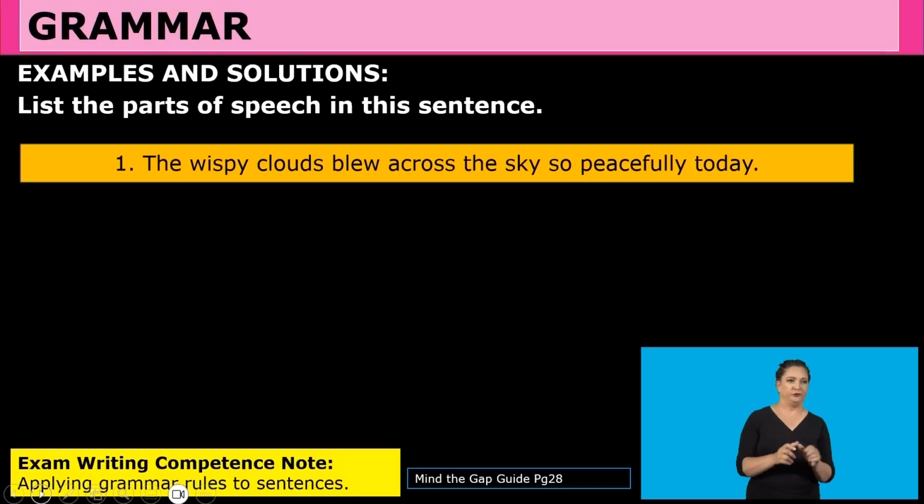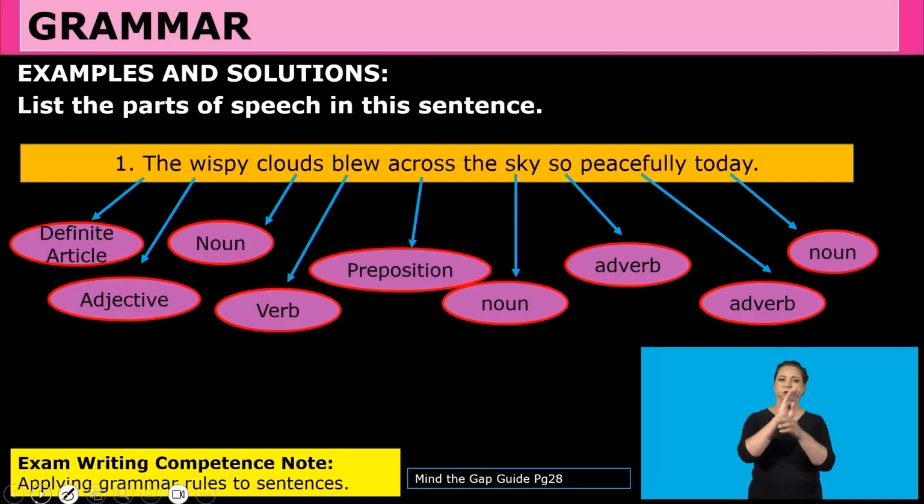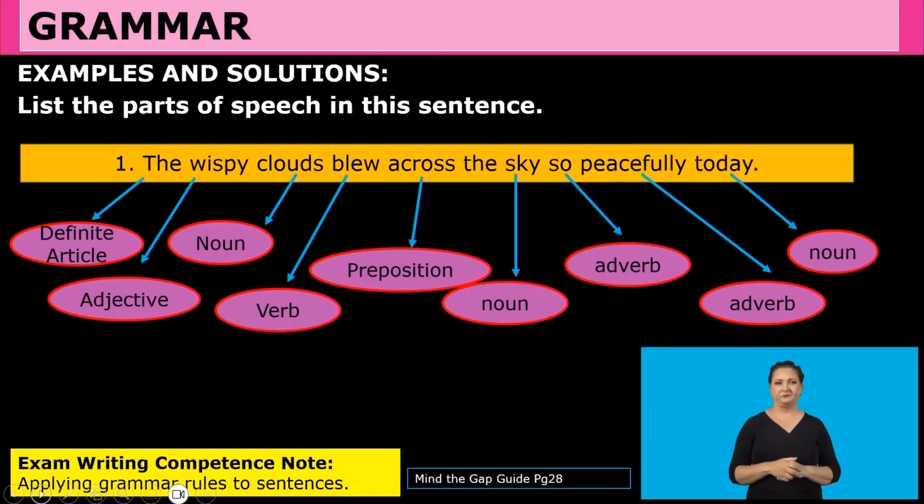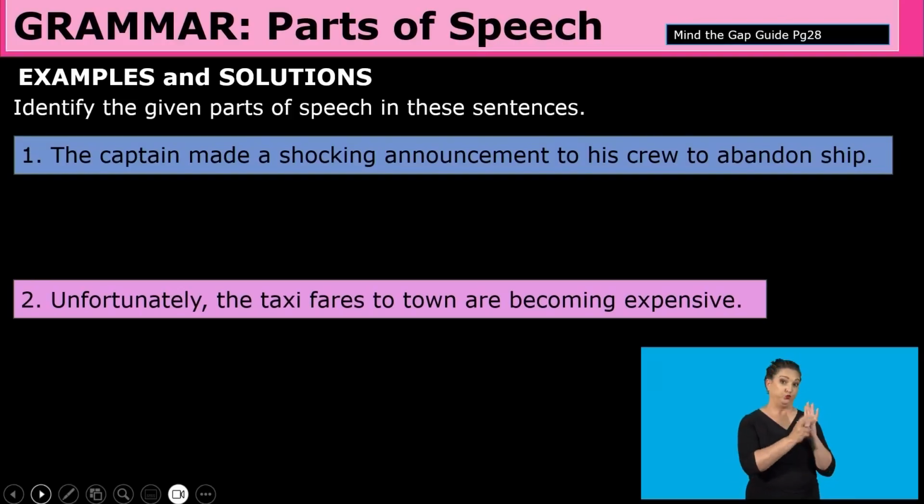So let's look at the parts of speech in this sentence. The wispy clouds blew across the sky so peacefully today, all right? Now, each word in the sentence has a role to play, all right? And remember how we told you, you have to know what your definition for your part of speech is so that you can see how vital it is in your sentence, all right?